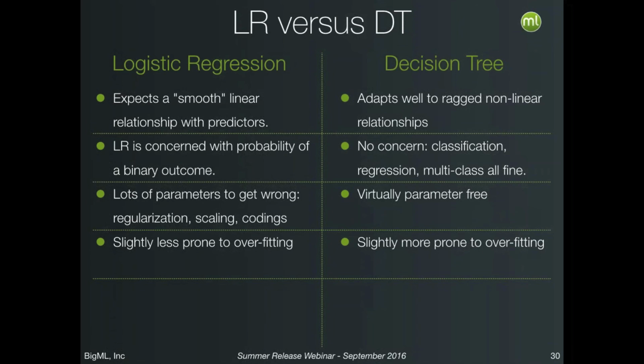That helps. Another is to use ensembles, right? To do something like a bagging ensemble or a random forest. Those are less prone to overfitting. Okay, so those are ways to give the decision tree a fighting chance there.